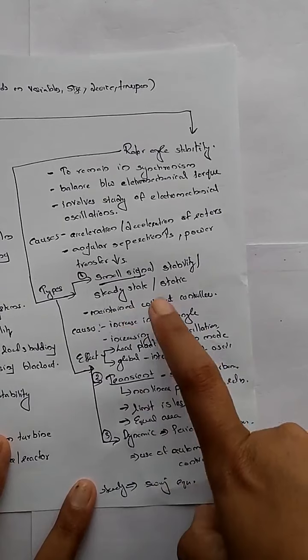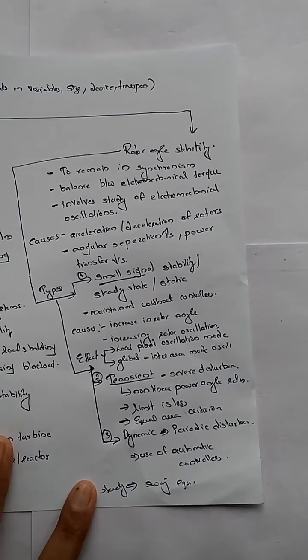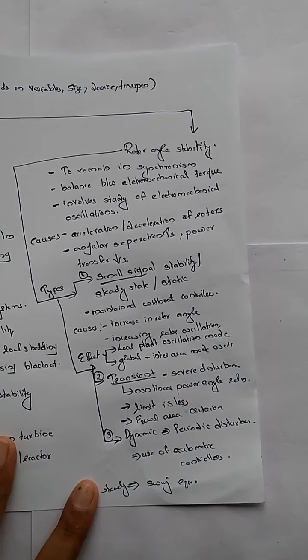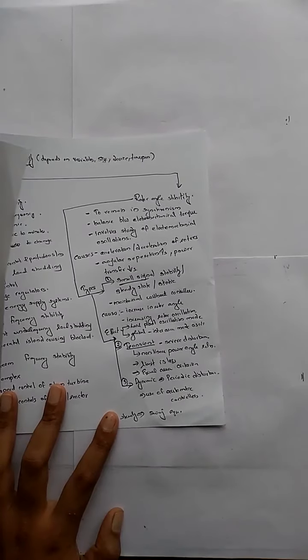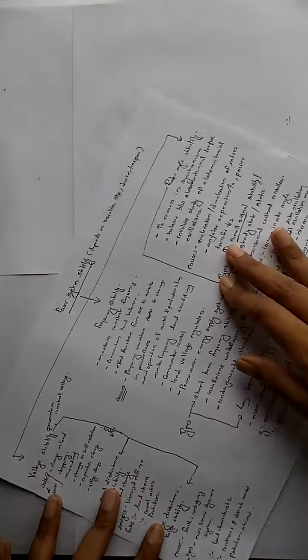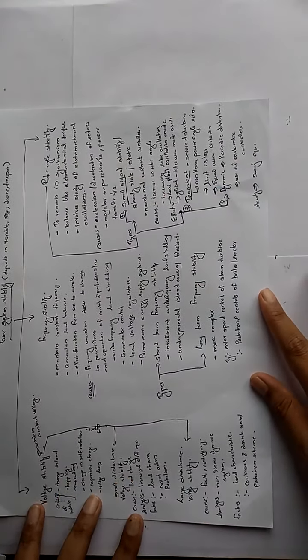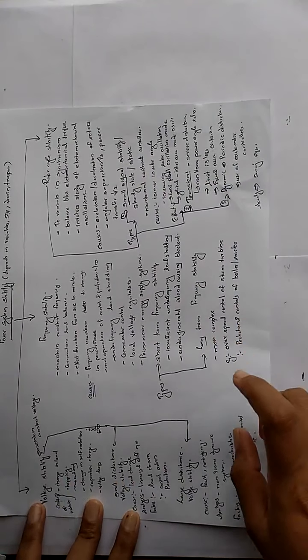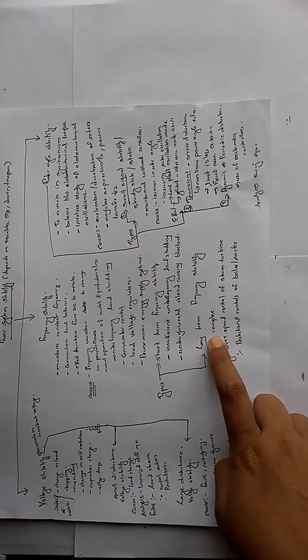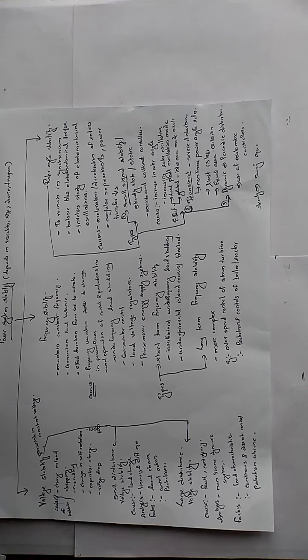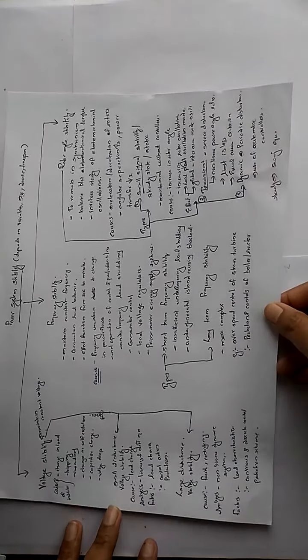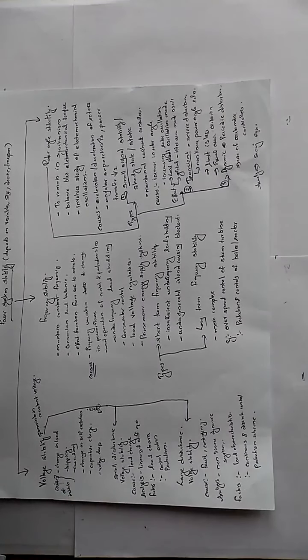And equal area criterion we will discuss in the following part. So these are the brief classifications of our power system stability. I hope you will understand this. This is very important. That's why I am summarizing it again and again. This has been asked in previous university question papers.